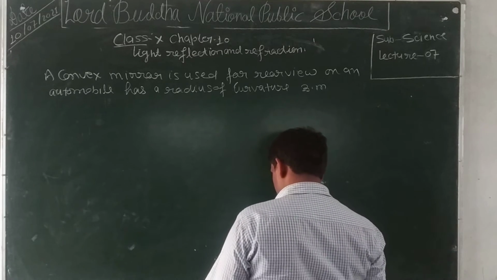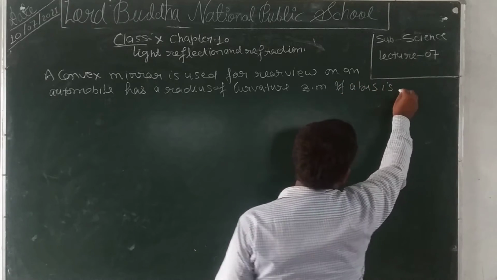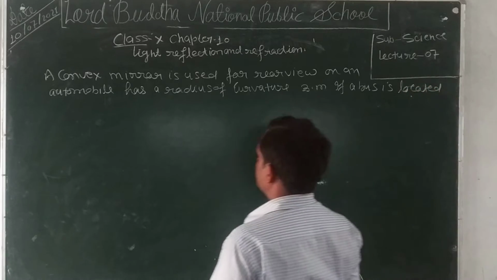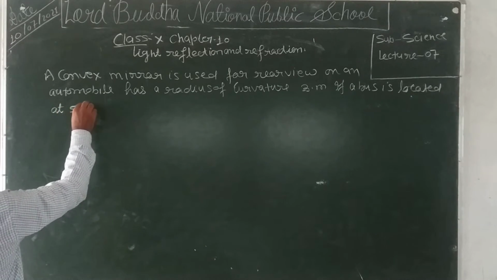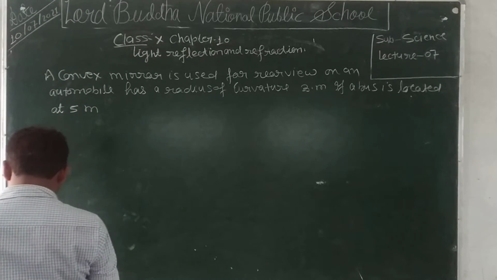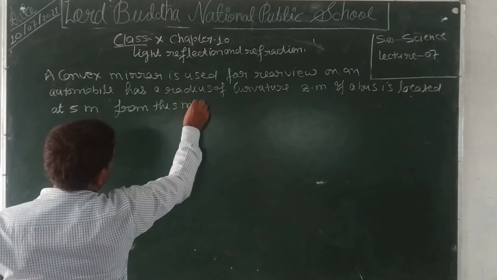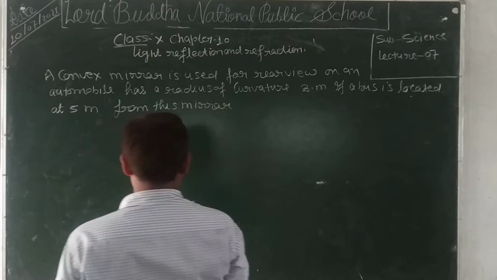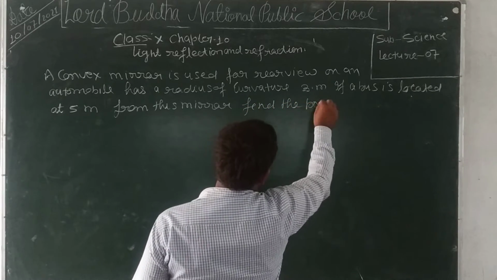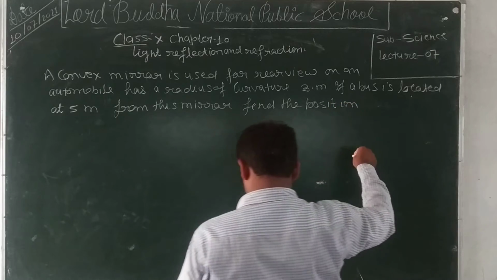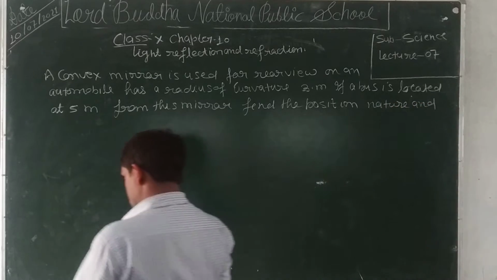If a bus is located at 5 meter from this mirror, find the position, nature and size of the image.